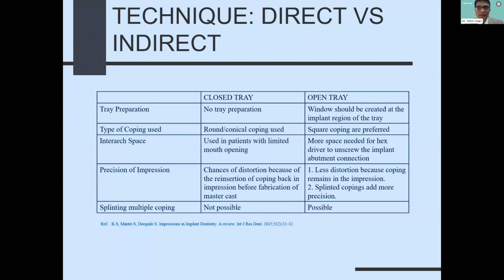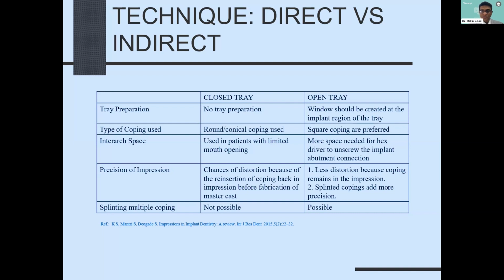So direct versus indirect. Closed tray, you require no tray preparation, whereas with open tray, you either need to modify your existing stock tray by yourself or ask the lab to make one. Type of coping used, closed tray, you have the round conical coping, whereas in the open tray, you have a square preferred or whatever your company is giving as an option. Interarch space, again in closed tray with limited mouth opening can be used, whereas the open tray cannot be used where patients have limited mouth opening because the coping screw is much longer.